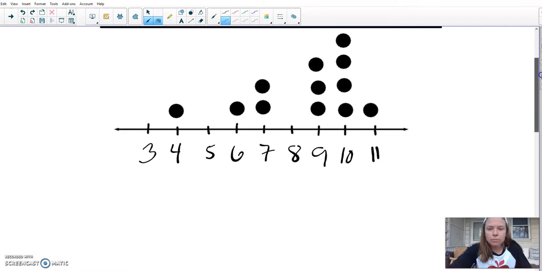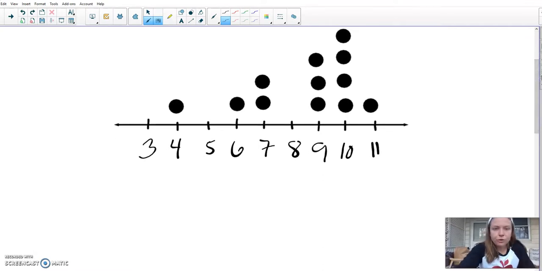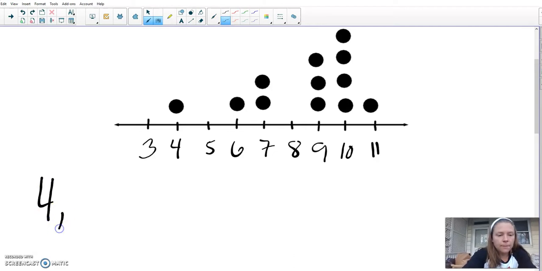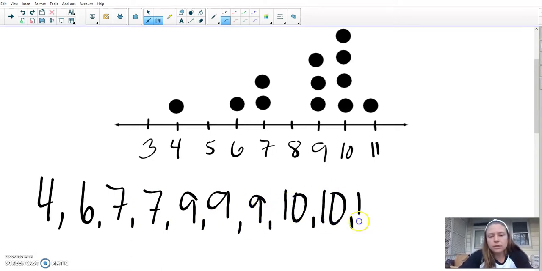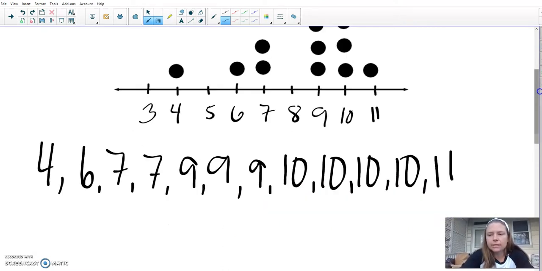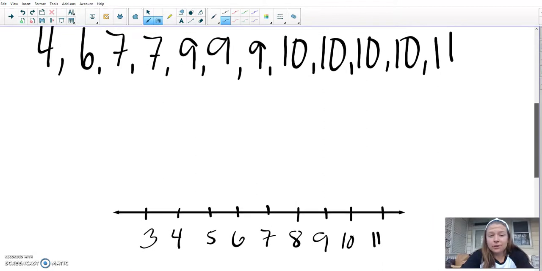So here's our dot plot example that we're going to use. The first thing we always have to do is write down our numbers. First number is a 4. Then we have a dot at 6. And I should say that we're not writing out the number line. We're writing out our dots, okay? The next dot is at 7, and there's actually 2 of them. Next, you have 3 9s, 4 10s, and then 1 lonely 11.